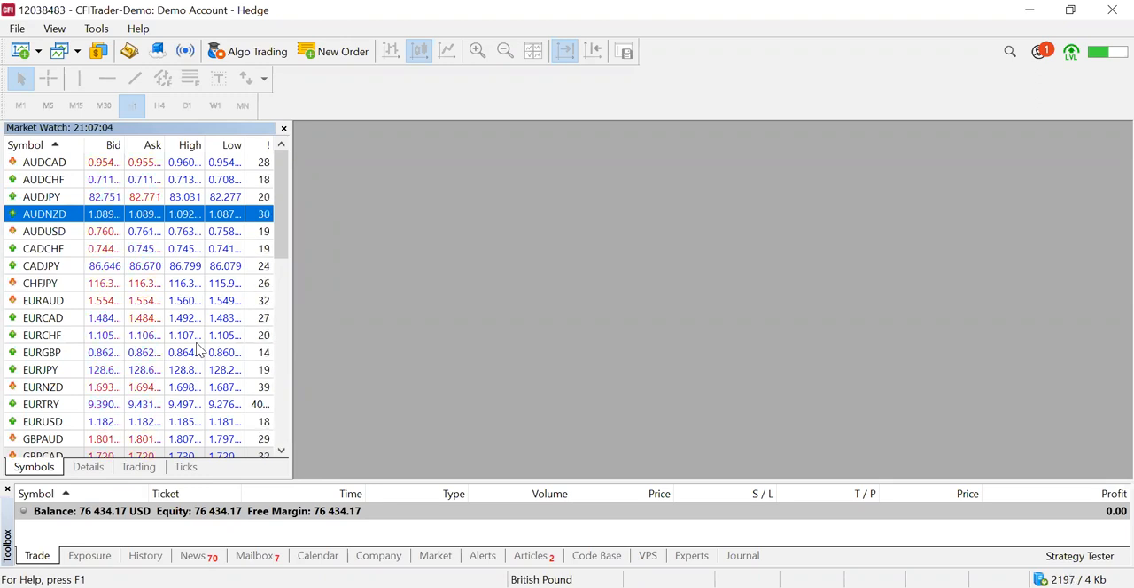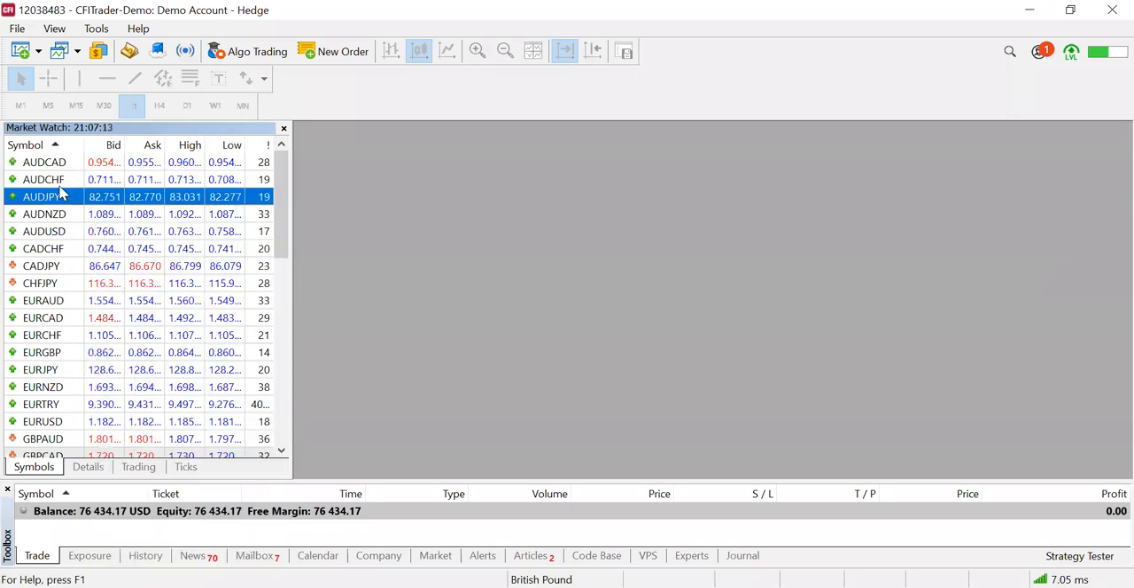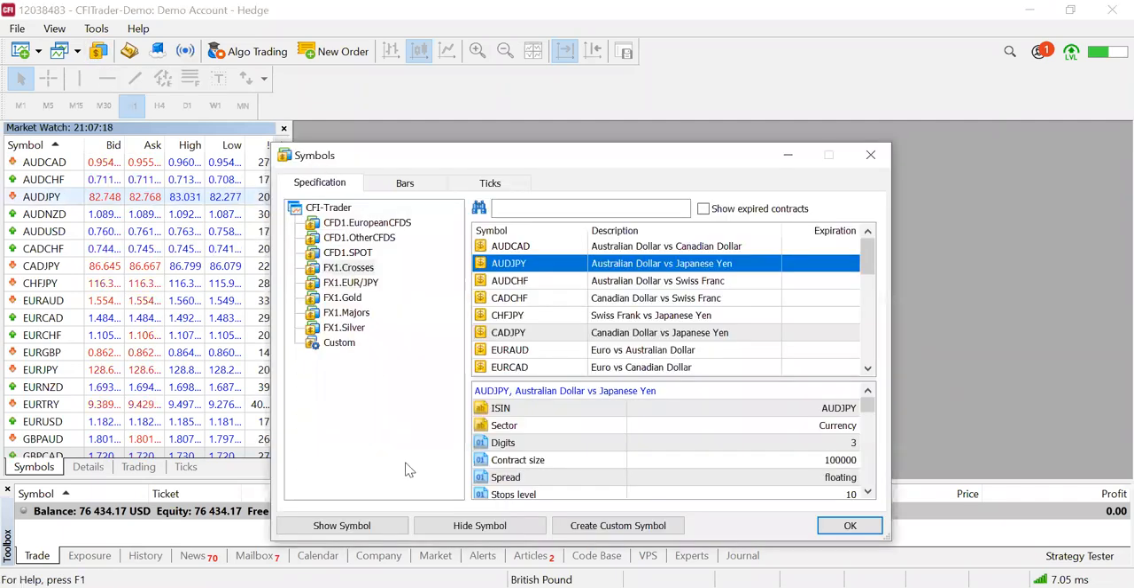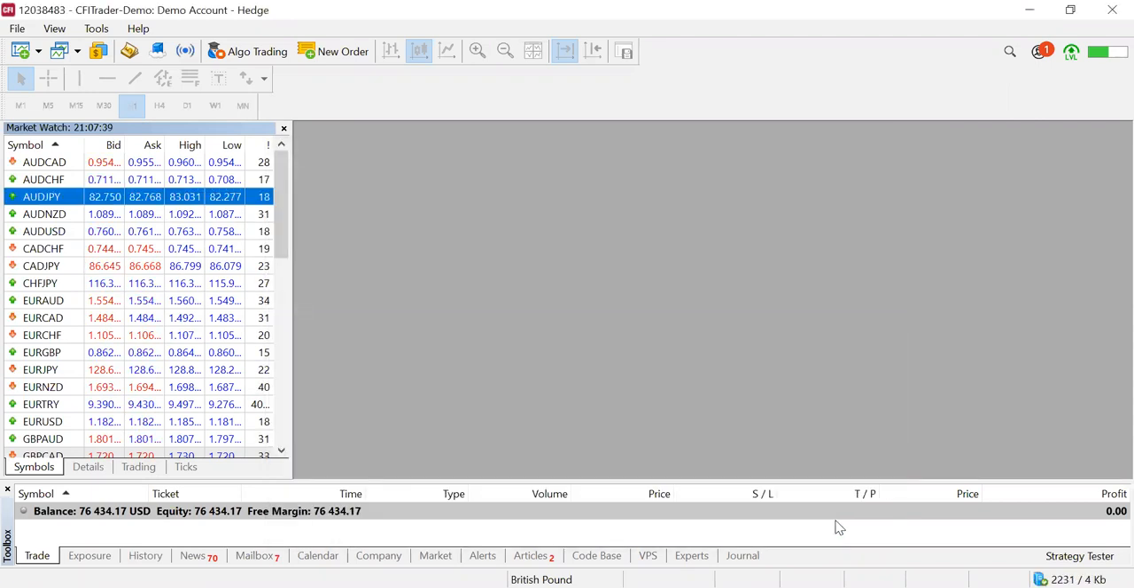Also, if you are looking for one specific instrument, you can either right click again and select Symbols, or use this icon on top, right behind Tools, which might be easier. And then here you will have all the symbols that you can trade with us, okay? You can simply look for it. If it's not in the Market Watch window, it will show like this. All you have to do is double click on the icon, and then click OK, and it will appear here in the Market Watch table. So this is very simple.